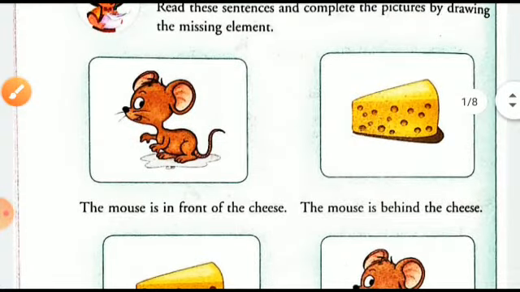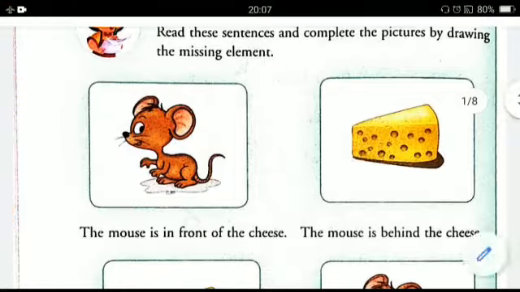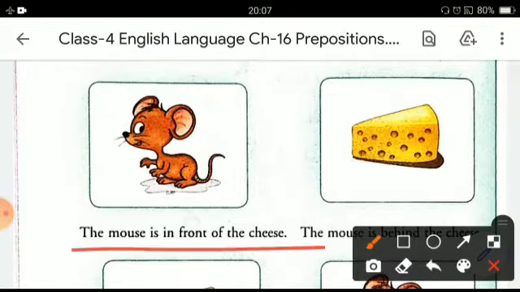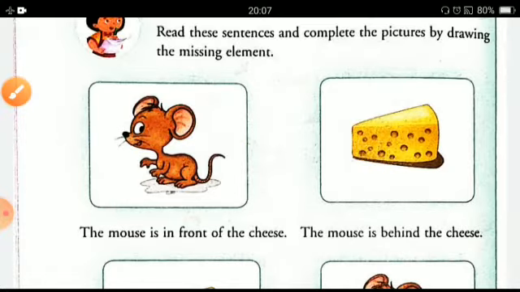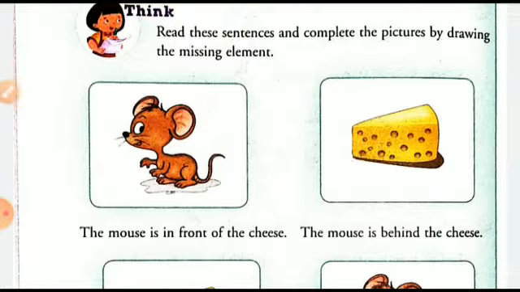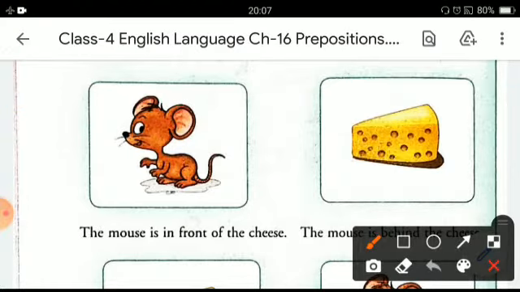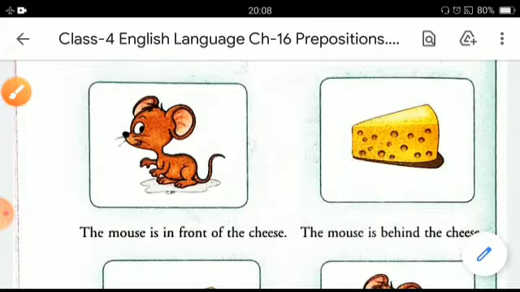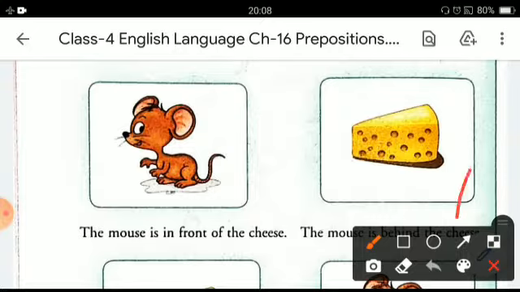In the picture, the first one is the mouse is in front of the cheese. Here you can see the picture of a mouse, but cheese is missing. So, as the sentence is saying the mouse is in front of the cheese, you have to draw the cheese behind the mouse. In the next sentence, the mouse is behind the cheese. Here, the mouse is missing and the cheese is given. So, here you have to draw the mouse behind the cheese. So, the place of the mouse will be behind the cheese.